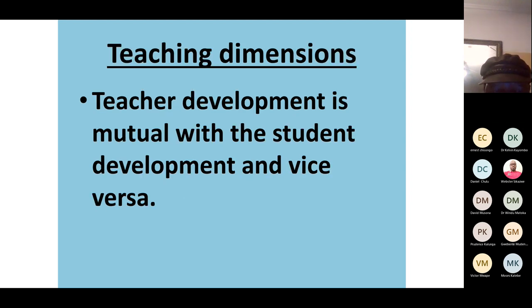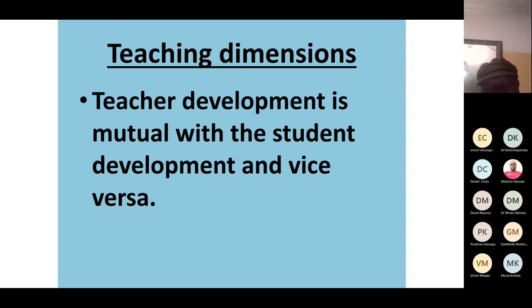Teaching dimensions. In teaching, there are dimensions that develop. Teacher development is mutual with student development and vice versa. The more you engage the students, the more you learn, and the more your students get better, and vice versa. Okay? So at times, you can go and teach a subject.